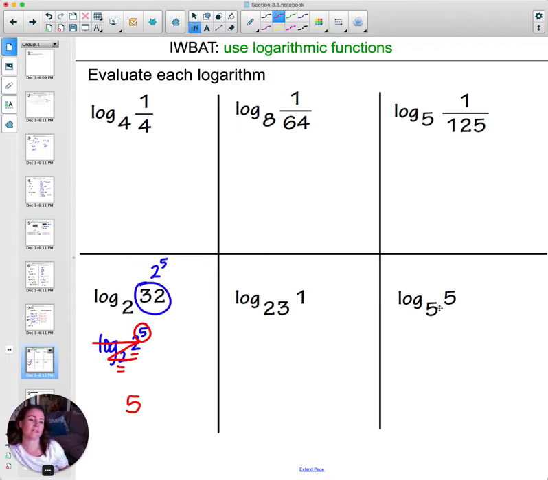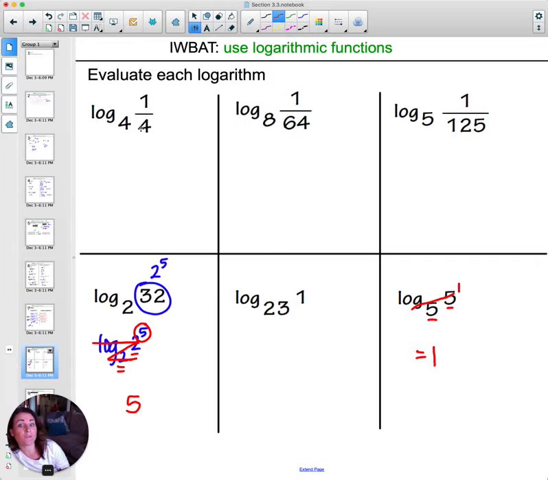So let's look at this one over here, because this one already has the base matching the base. So what's the exponent here? A 1. So log base 5 of 5 will cancel, and you'll get back that exponent of 1.